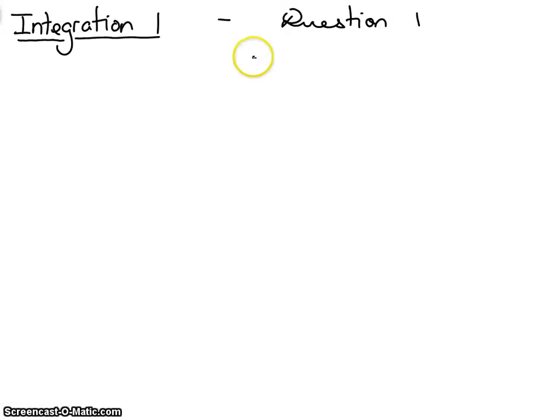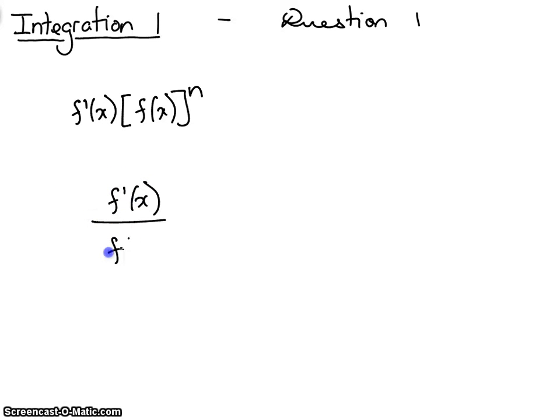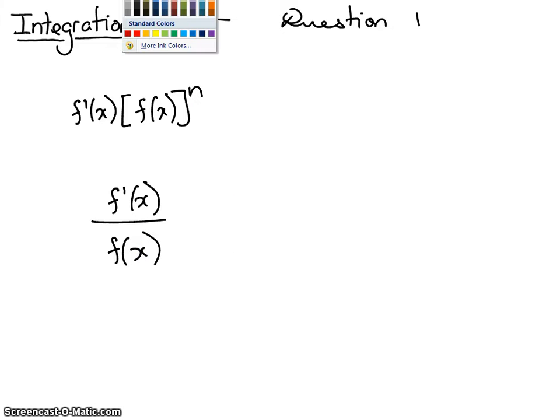Okay, we're looking at question 1 for the Integration 1 tutorial in Chapter 6. Question 1 wants us to be able to integrate expressions in two forms. The first form is when we have the derivative of some function multiplied by that function raised to some power of n. The second type is when we have the derivative of a function divided by that function itself. So there are some points to note here.